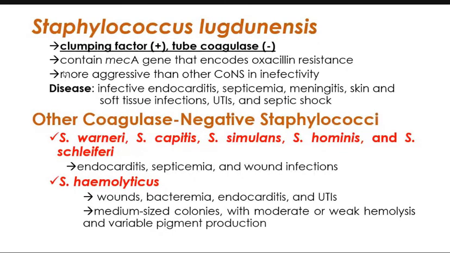Now, hemolyticus is found in wounds, in bacteremia, endocarditis, and urinary tract infections. And colonies are medium-sized with moderate or weak hemolysis and variable pigment production.